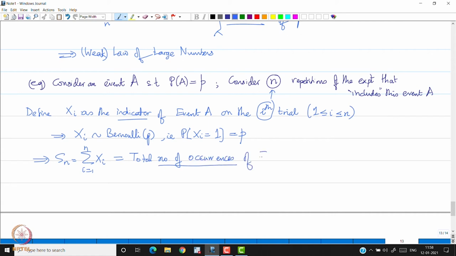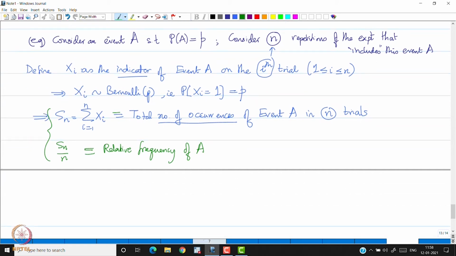number of occurrences of event A clearly in the n trials, and Sn by n is going to be the relative frequency of the occurrence of A, or let us just simply call it the relative frequency of A. Okay. So Sn by n is the relative frequency of A, and Sn itself is the total number of occurrences.